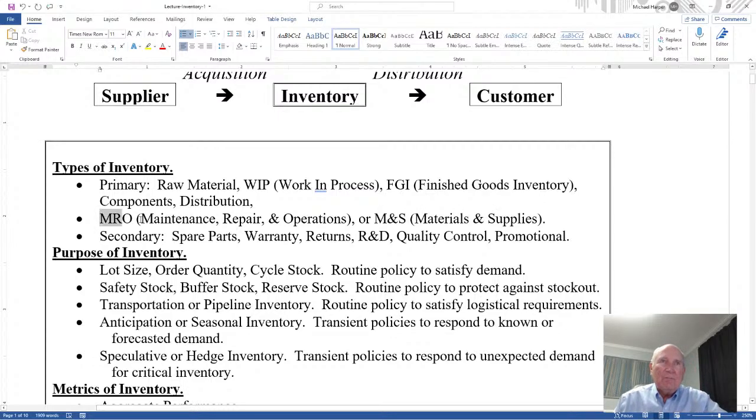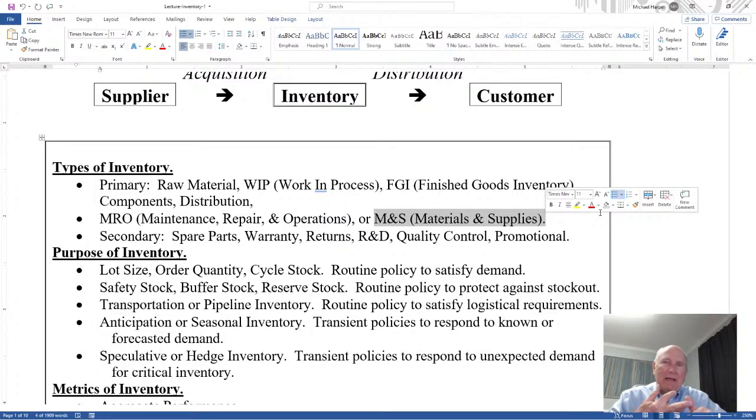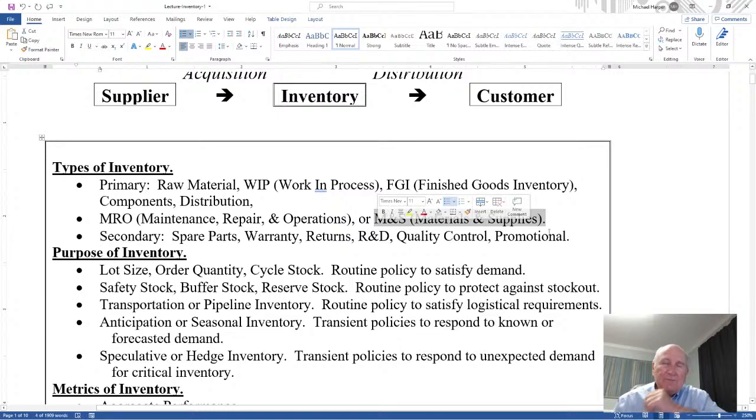Now the idea of MRO, maintenance, repair, and operations, is that this can be equipment, it could be capital expenditures, but things that are needed to run the operations on a weekly, monthly, quarterly, yearly basis. Usually these are larger ticket items. They go through procurement. But M&S, material and supplies, these are consumable items. These are items that are used up, like pencil and paper and paper clips and a toner for the copy machine. As a matter of fact, the copy machine could be MRO, but the toner is M&S, material and supplies.